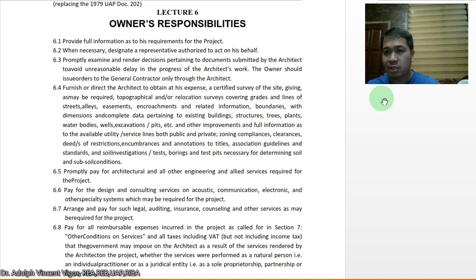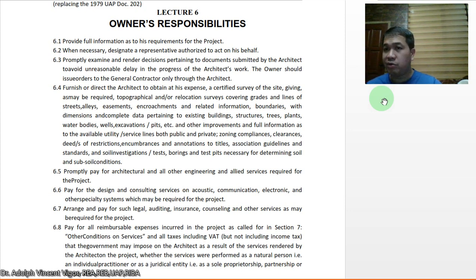So in this lecture, since I think we are already in our prelims, let's talk about the owner's responsibilities. So this is just a short lecture class. So what are the owner's responsibilities? We talked about the responsibilities of the architect. I think most of you are familiar with it in your professional practice 1 and 2. Now we're going to look at what are the responsibilities of the owner.